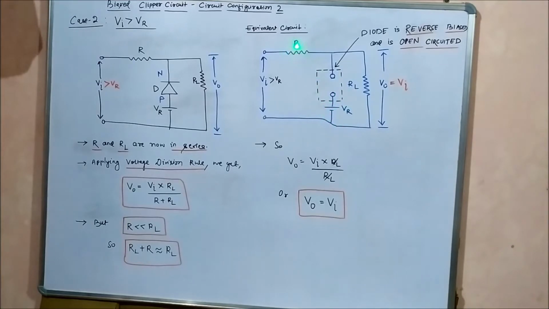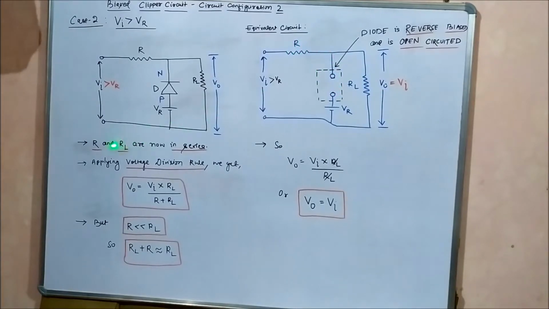Now R and RL, this resistance R and the load resistance, are now in series because of the open circuit with the input voltage. So we can apply the voltage division rule to calculate the output voltage across the load resistance. This is the same thing which we did in the previous clipper circuit configuration 1. So R and RL are now in series.